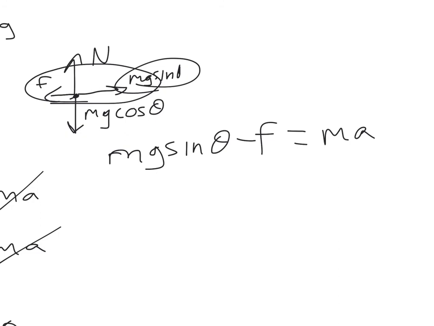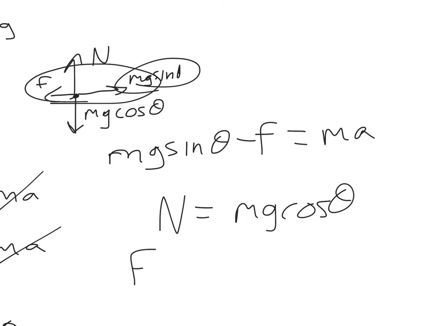Now my vertical is still the same. The normal is still equal to mg cosine theta, because the object does not accelerate through the floor, right? It doesn't accelerate relative to the surface. It stays stuck to the surface. So I can still use this. And this is still true, that the force of friction is equal to mu times the normal, only now it's a mu kinetic because the thing is moving.